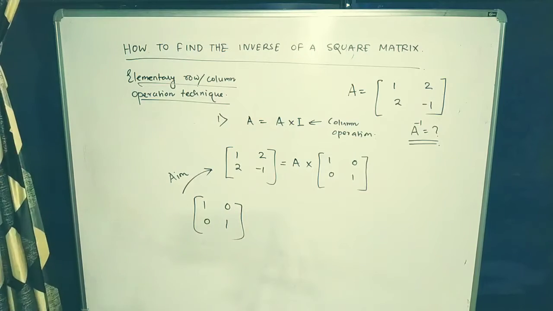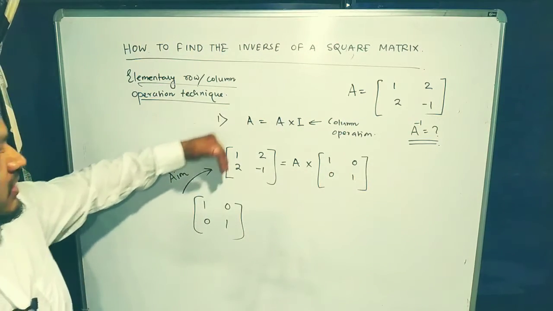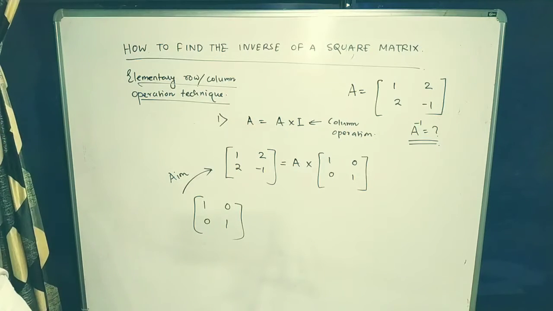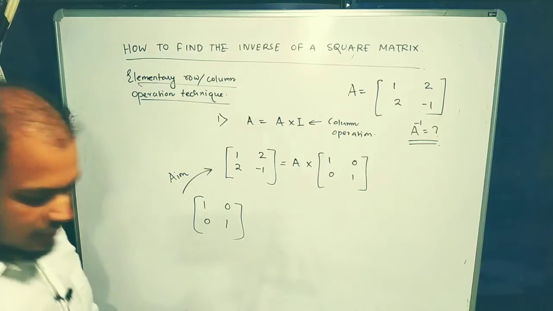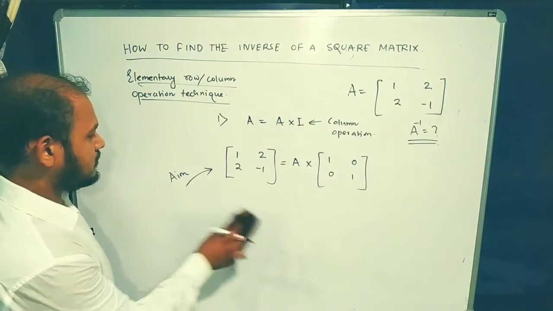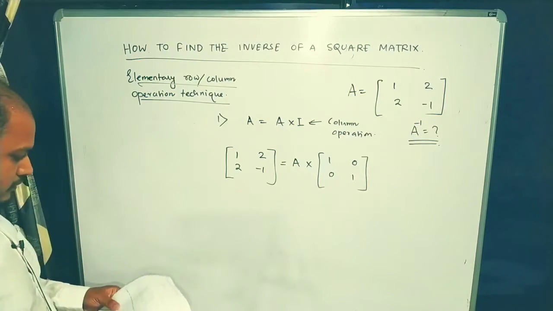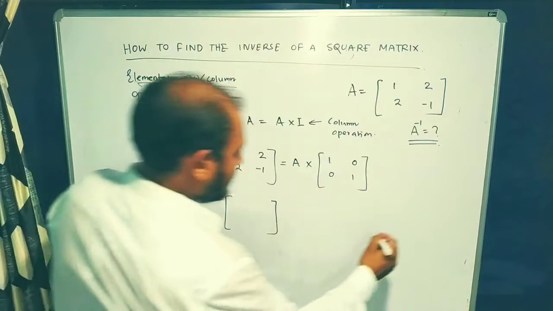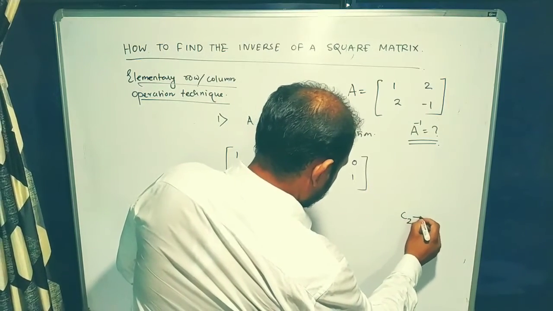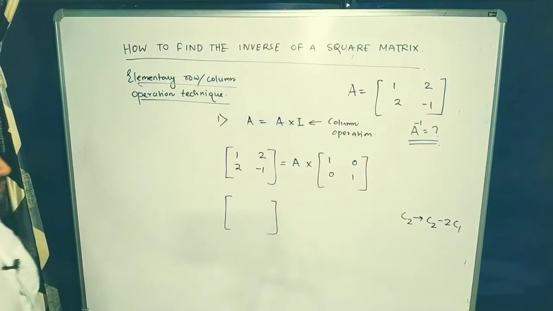In this case we have to make this portion the same as 1 0 0 1. This is our aim. Now since we have chosen column operation only, we can only change the columns. So by changing the columns, we have to make this matrix equal to this matrix. So can you tell me how to do this? How to change this matrix to an identity matrix? Can you do that? The first operation that we can try is C2 getting changed to C2 minus 2 C1.